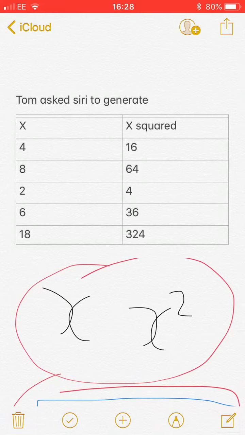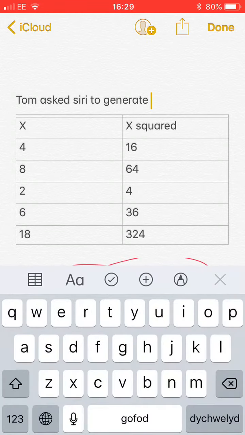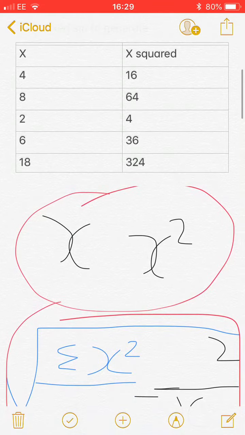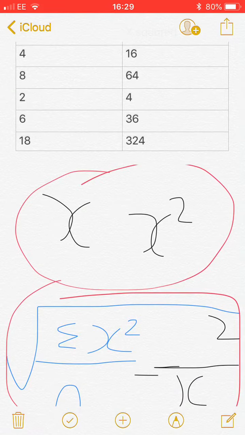Anyway, Tom asked Siri to generate, I don't know, 5 numbers out from 1 to 20. It doesn't matter. Anyway, before I carry on, I need to introduce some symbols to you.